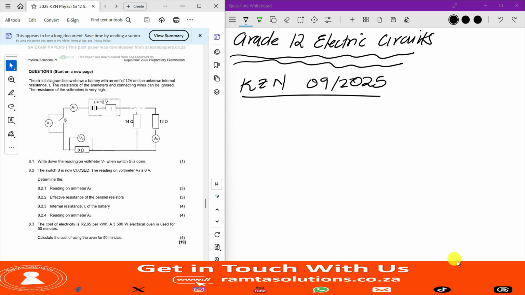In today's grade 12 physical sciences, we're looking at the exam prep of electric circuits. Our question paper of today is KwaZulu Natal Province's September 2025 Physical Sciences Paper 1 exam. So, without any waste of time, you have been treating exam questions. We're not going to read the instructions. So we proceed straight away.